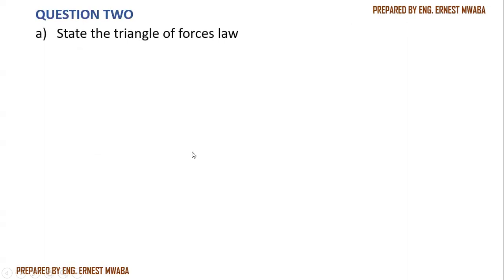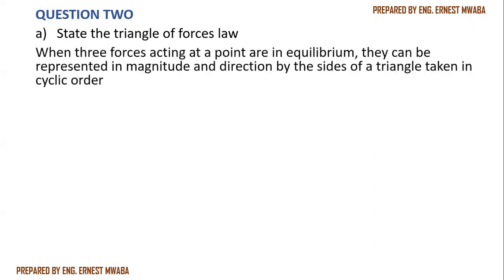Question number 2, state the triangle of forces law. This is a law where, when three forces are acting at a point in equilibrium, we are allowed to use those three forces and allow them to form the sides of a triangle, and they'll be represented like that. So that's why we say that when those three forces act at a point in equilibrium, they can be represented both in magnitude as well as in direction by the sides of that triangle taken in what we call cyclic order, because they have to flow in some direction.